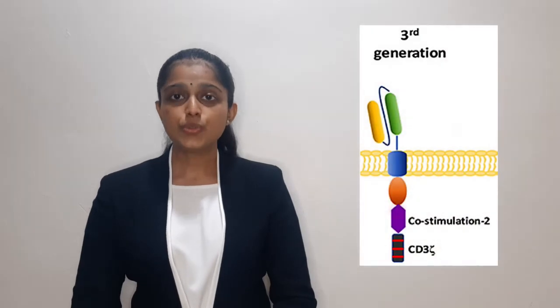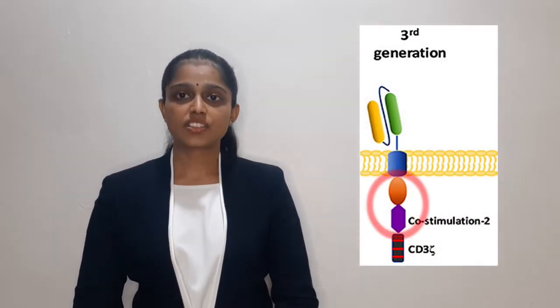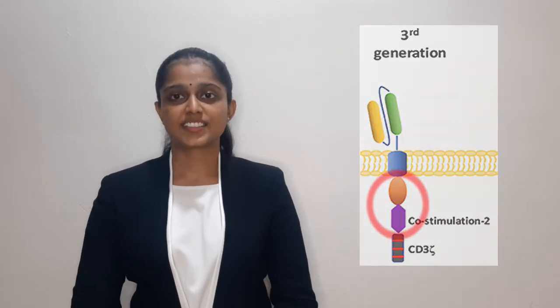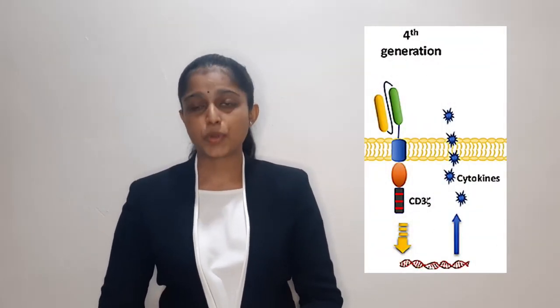The third generation, in the year 2014, had 2 additional co-stimulatory domains. Thus, it had enhanced cytotoxic activity for tumor cells. Next is the 4th generation of CAR T-cells, also known as TRUC. TRUC is an acronym for T-cell redirected for universal cytokine-mediated killing. These cells are still being researched in trials. TRUCs are based on 2nd generation CAR T-cells added with inducibly expressed chemokines.